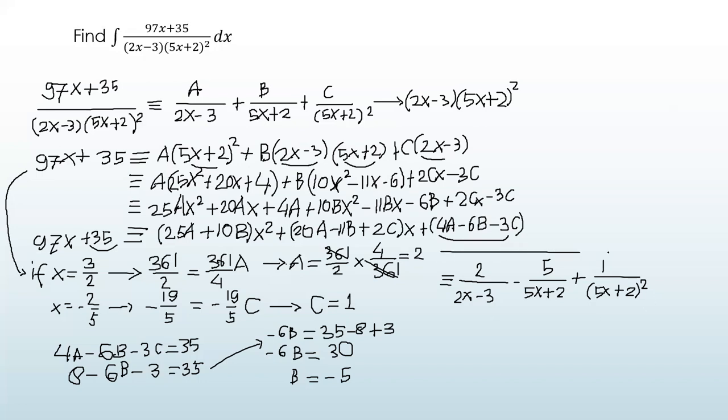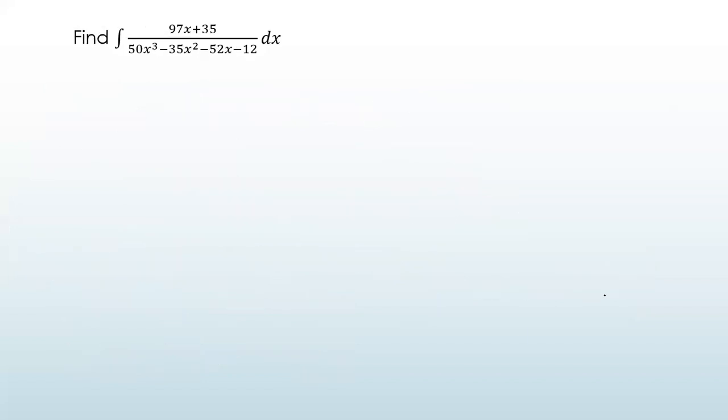Now we're going to find the integral of this partial fraction, because we already simplified this algebraic expression into this partial fraction. Now we're going to find these integrations one by one. It means the integration of 2 over 2x minus 3, the integration of 5 over 5x plus 2, and the integration of 1 over 5x plus 2 squared. Okay, I'm going to move to the next space, this one.